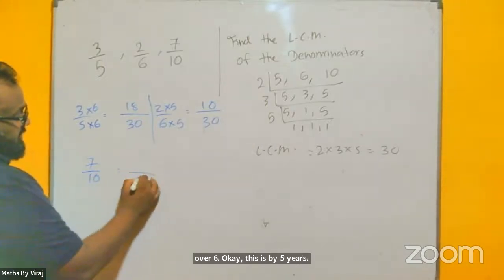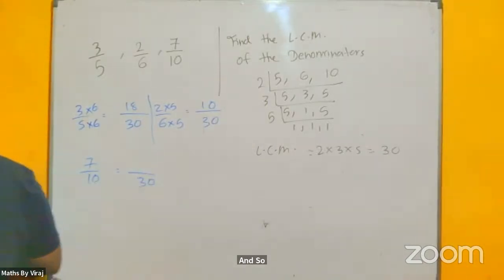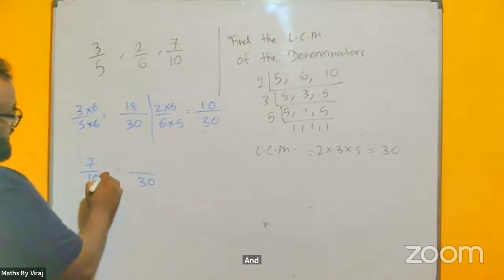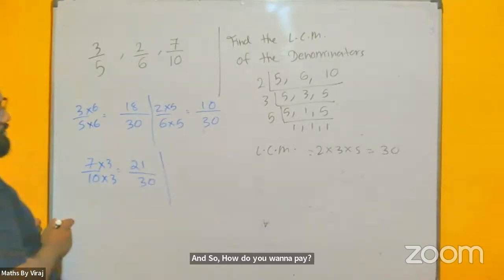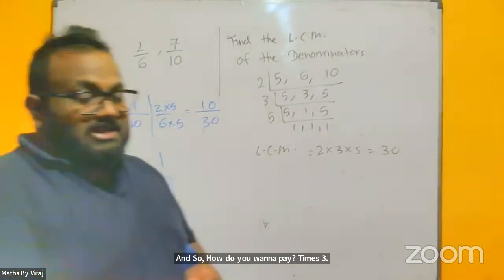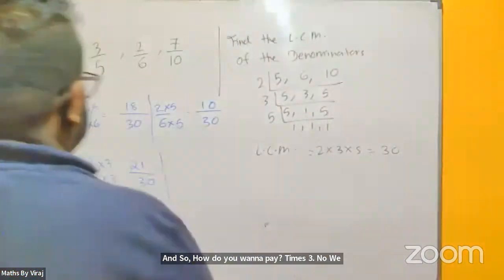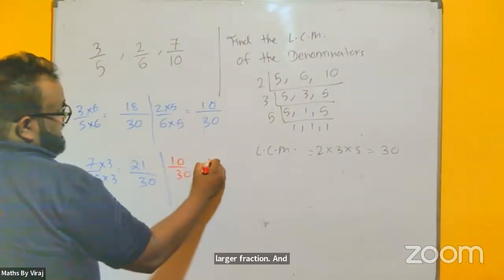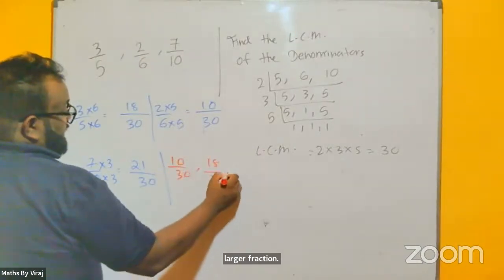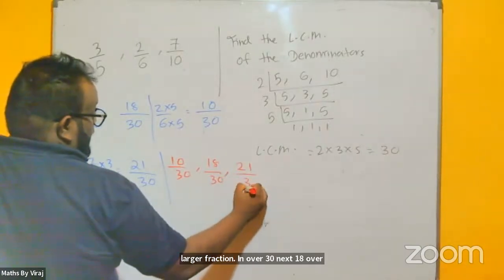7 over 10. How do you multiply it to get 30? Times 3. Now, which is the larger fraction here? Smallest fraction? 10 over 30. Next, 18 over 30. And next, 21 over 30.